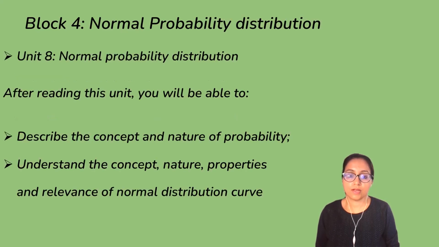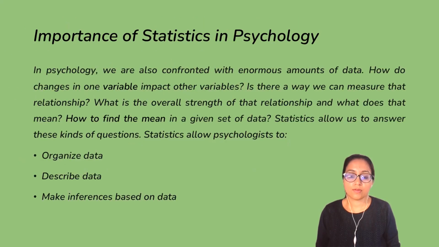Coming to Block 4. In Block 4, we'll be studying normal probability distribution, which is the most important distribution and has a wide variety of uses. After reading this unit, you will be able to describe the concept and nature of probability, and understand the concept, nature, properties, and relevance of the normal distribution curve. Not only this, we will also study the standard scores or the Z-scores and divergence from normality, that is skewness and kurtosis. So this was all about the 4 blocks which were used in this paper.